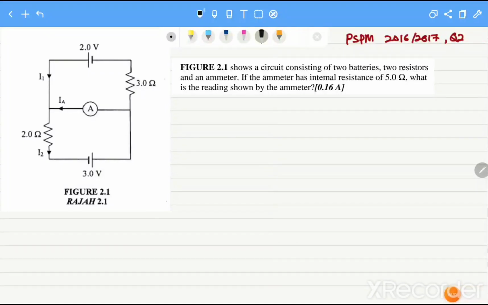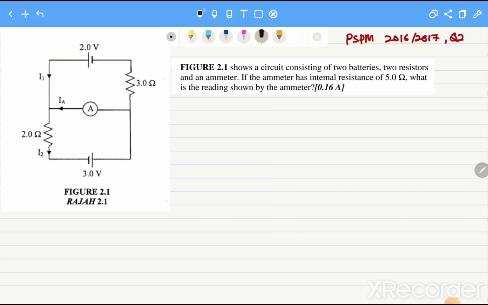Hello everyone. In this video, I'm going to show how to use Kirchhoff's rule to solve for current. I'm going to discuss PSPM question paper PSPM 2016-2017, question number 2.